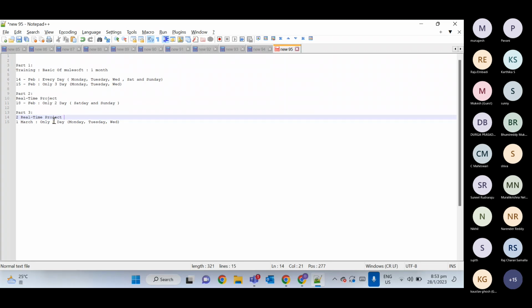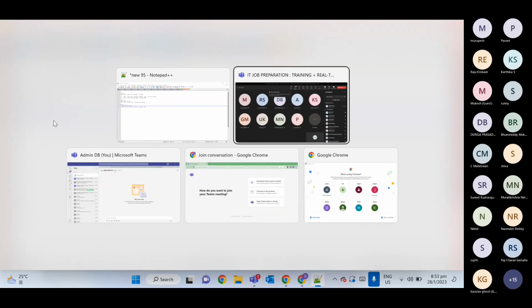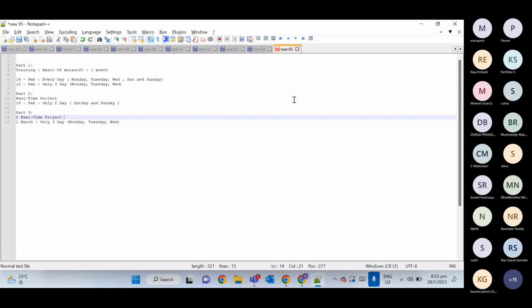Okay, I think we have a good number of participants for this training. So we will split those participants into multiple teams. Let's say we have 5 teams. For each team I will create one module.